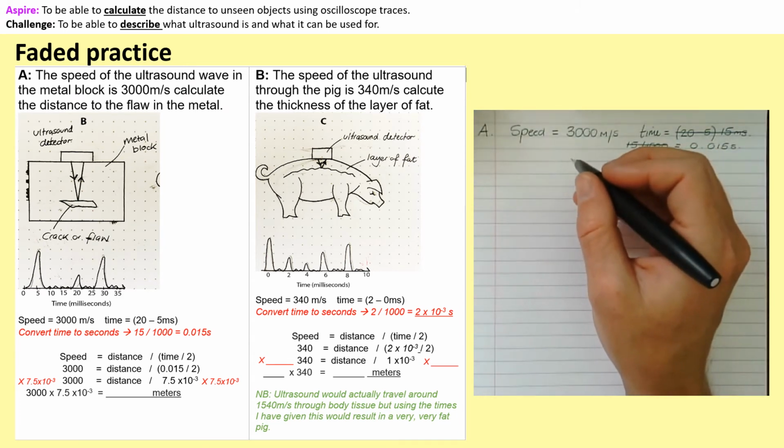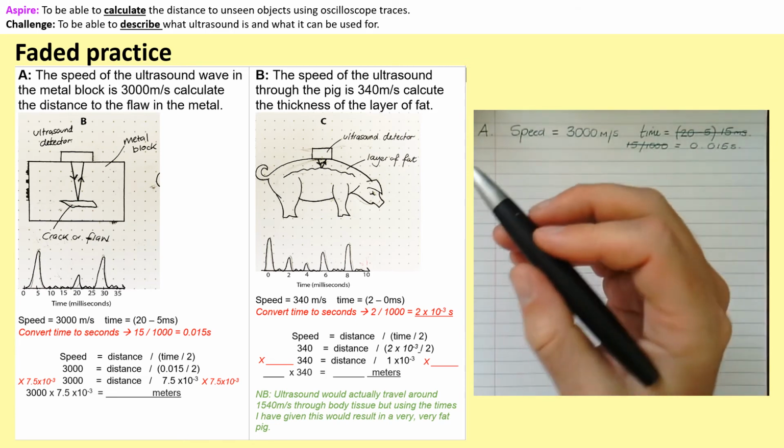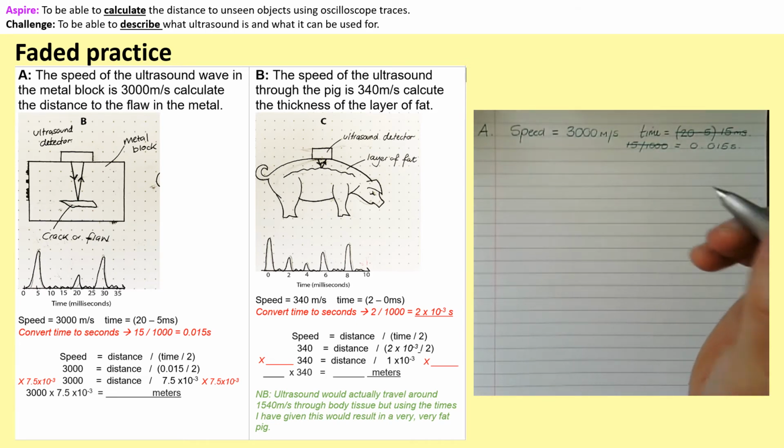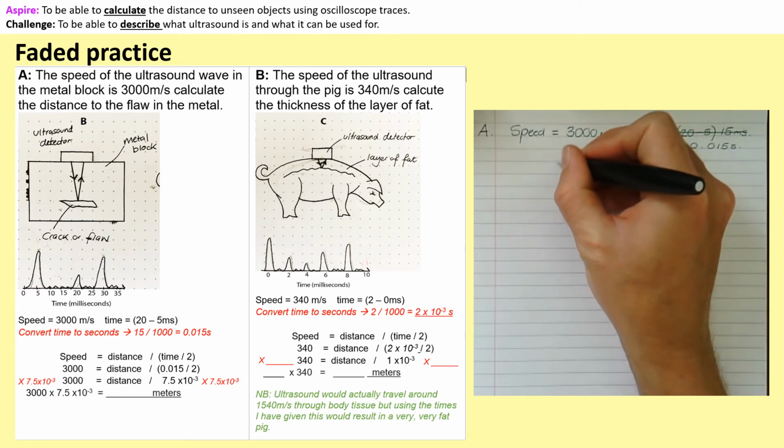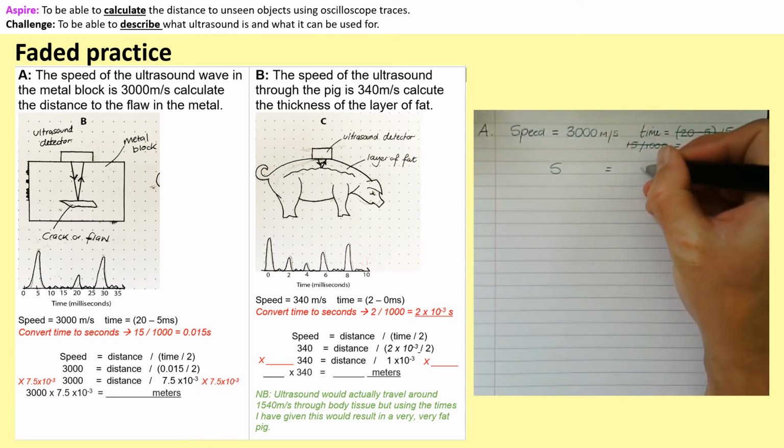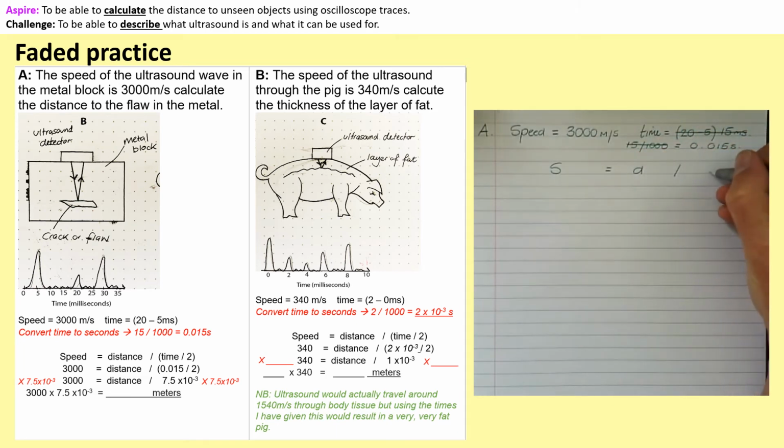Right, now let's write down the formula that links speed, time, and we're trying to find distance. So we should know that speed equals distance divided by time. Speed equals distance divided by time. Now, if you look at part A, you can see that I've actually got time divided by 2.